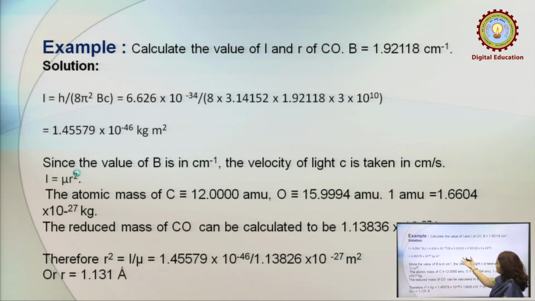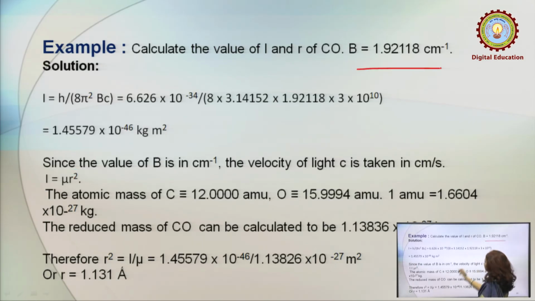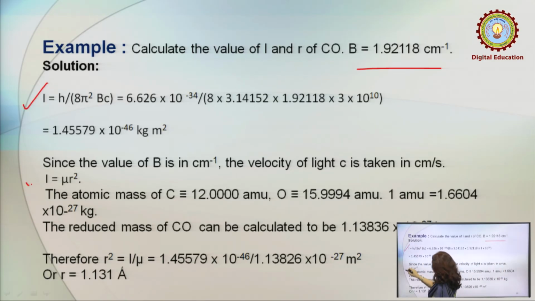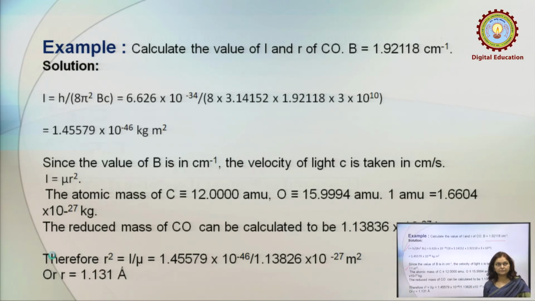This is another example of calculation. You have to calculate the value of I, the moment of inertia, and the interatomic distance of carbon monoxide, where the rotational constant is given. By applying the formula of I, moment of inertia, you can easily calculate the value of I and R.